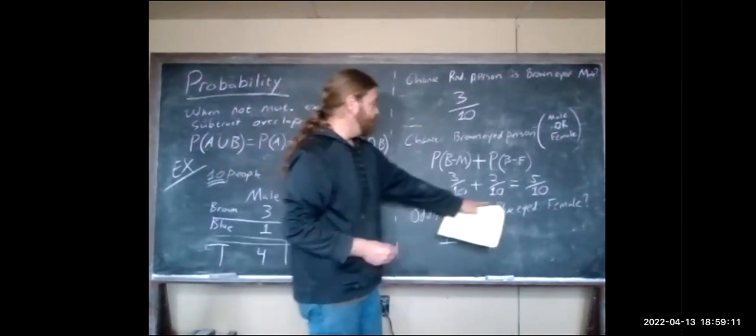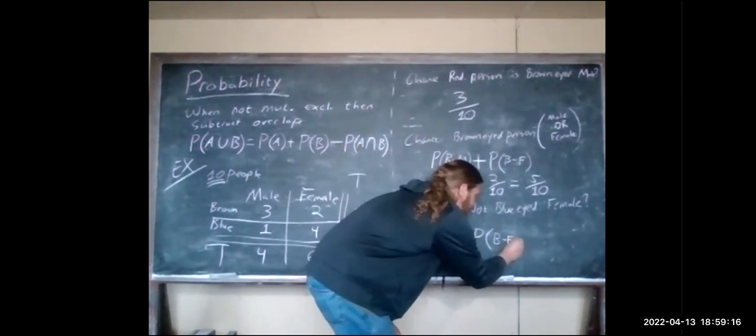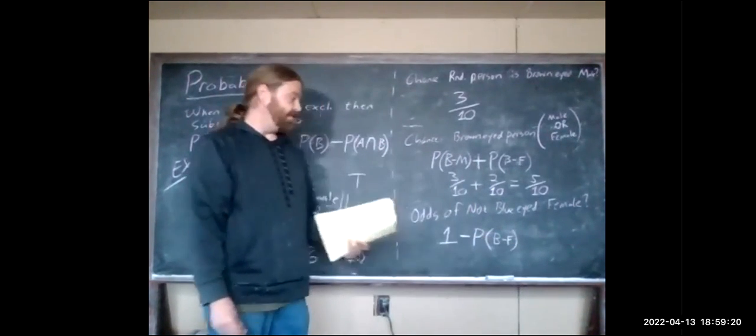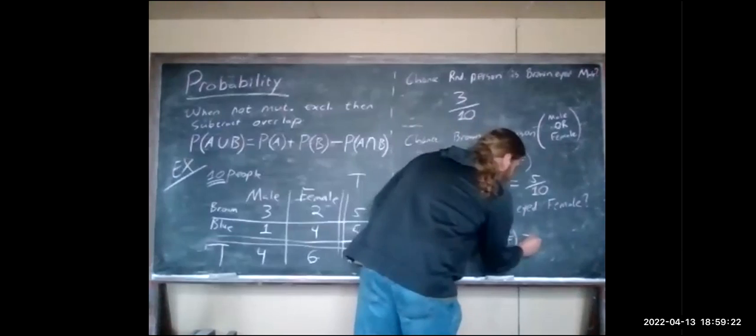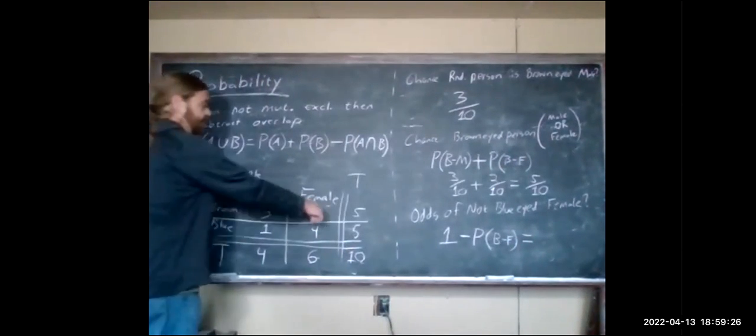So we want not blue-eyed female, so if we take 1 minus the probability of a blue-eyed female, we'll get the same result as if we were to have added up all those different sections.